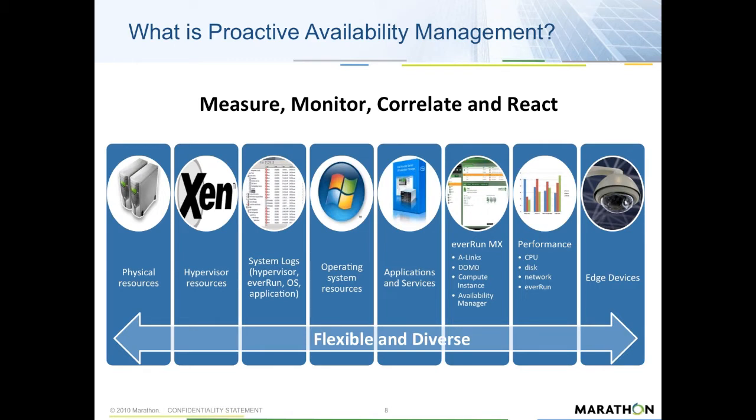And then the performance pieces of this. So, things like how much CPU, disk, and network am I using? What does the A-Link traffic look like? What am I looking at in terms of average disk queue length or network latency? These are all important pieces that we want to make sure we're monitoring, and we want to make sure that we're giving customers the ability to go ahead and look at those things. And then ultimately, the edge devices.